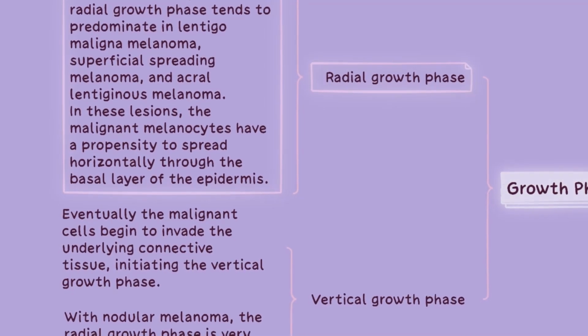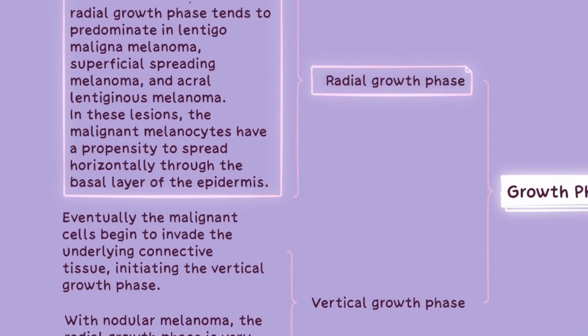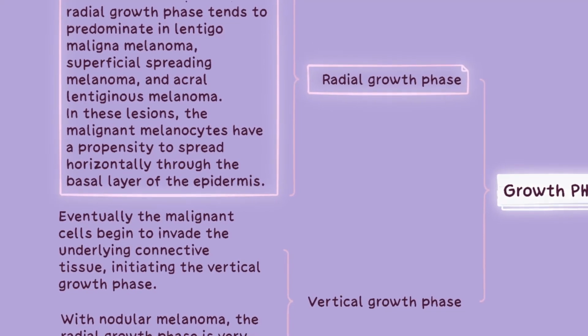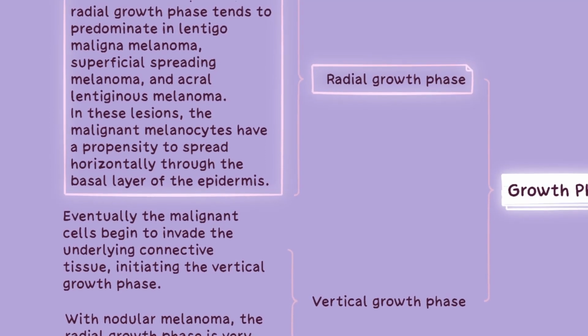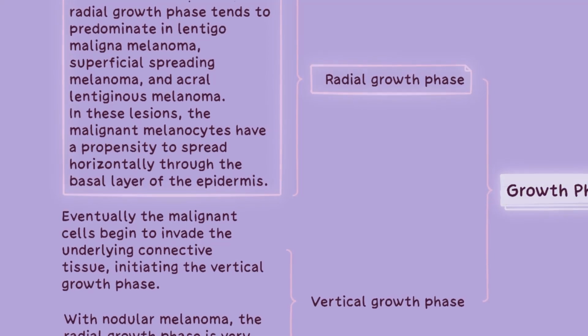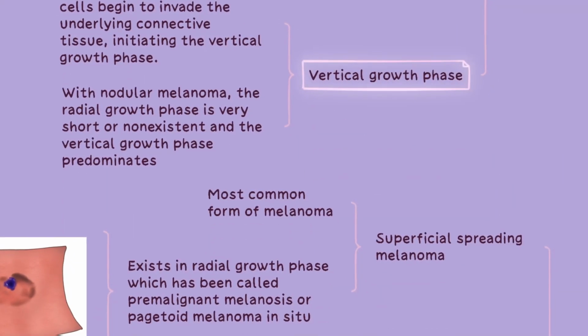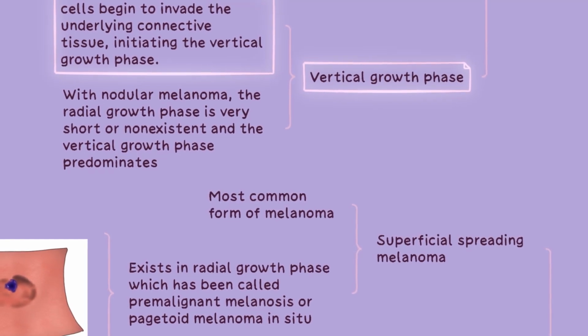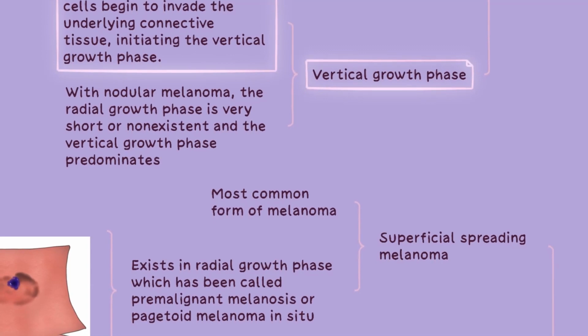This phase is predominant in certain subtypes of melanoma, such as lentigo maligna melanoma, superficial spreading melanoma, and acral lentiginous melanoma. During this phase, the malignant melanocytes tend to spread horizontally within the basal layer of the epidermis. Secondly, the vertical growth phase. As the disease progresses, the melanoma cells invade the underlying connective tissue, initiating the vertical growth phase.